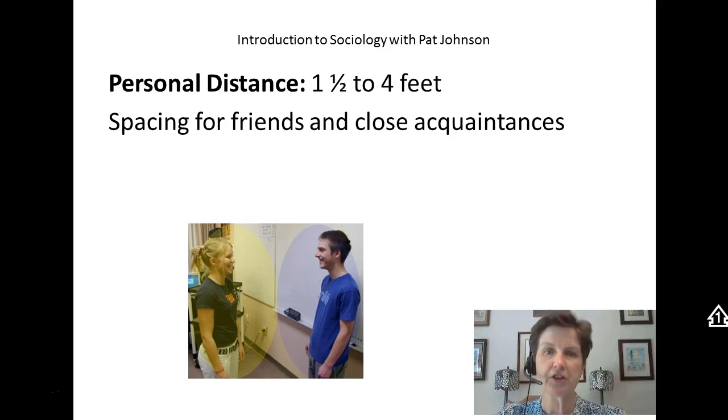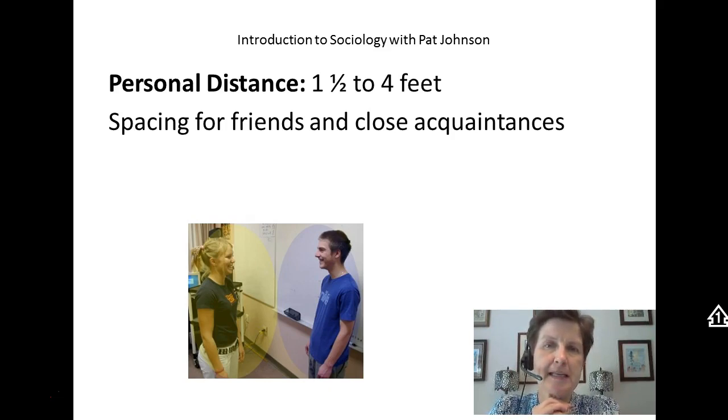Personal distance, on the other hand, is spacing for friends or close acquaintances. This is about 1.5 to 4 feet for Americans. The picture here shows 2 students talking in a classroom. If you look closely, there's kind of a bubble around each student. The students are about 2.5 feet apart. If they got any closer together, it would be uncomfortable. If they got too far apart, that would also be uncomfortable.